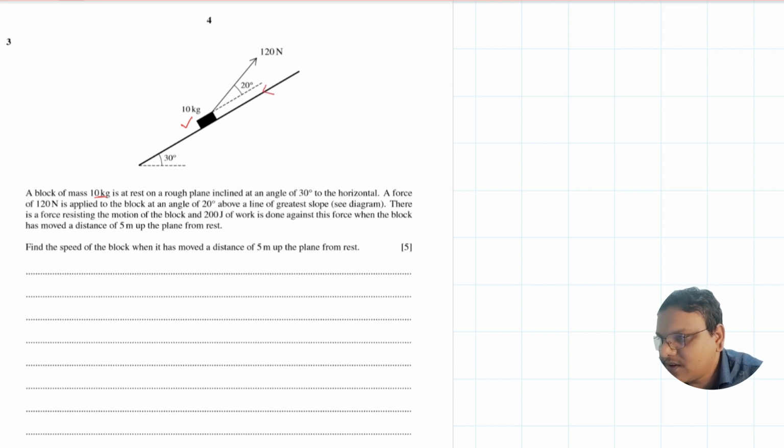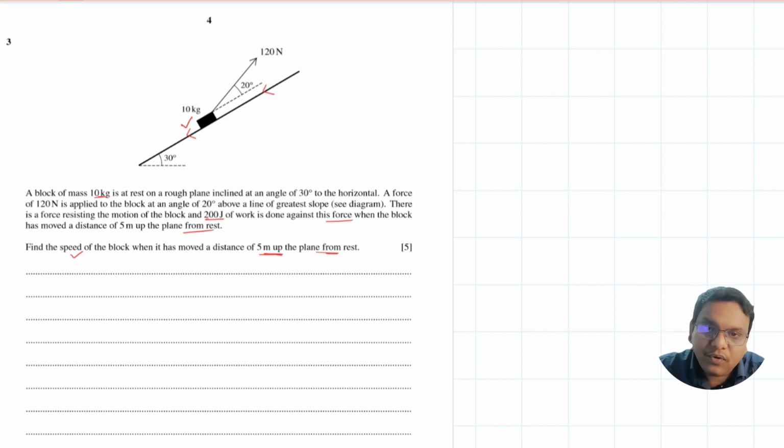Okay, so this will be the direction of the resistive force. So the work done is given as 200 joule, okay, of work done against this force when the block is moved a distance of 5 meter up the plane from rest. So the question is, find the speed of the block when it has moved a distance of 5 meter up the plane from rest. That is what the question is all about.